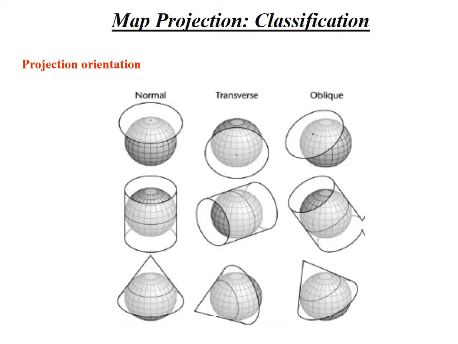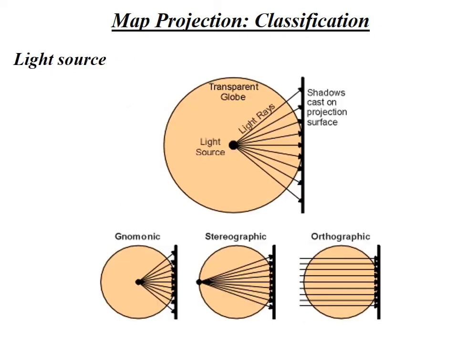Based on the orientation, how the map projections are classified is how we keep the plane. Here you could see the plane is kept as a normal one. Here it is transverse, and here it is inclined, which is oblique. You can also keep the cylinder straight, oblique, or transverse. Similarly, the cone surfaces can be kept in different orientations to get the information of the earth surface.